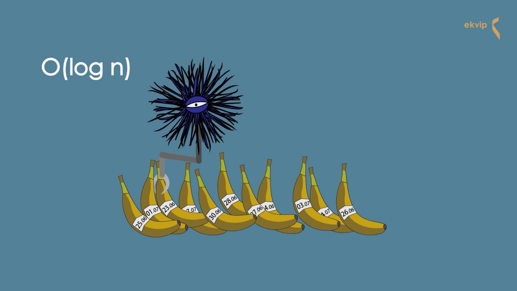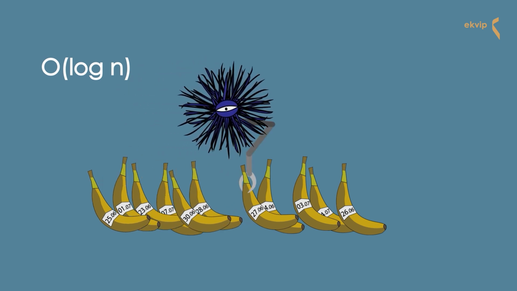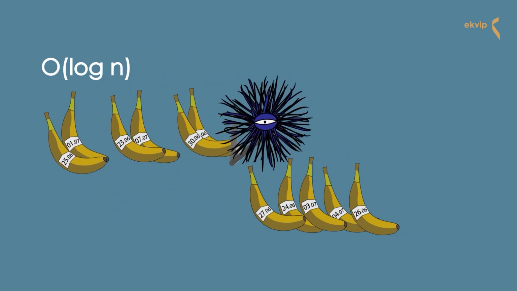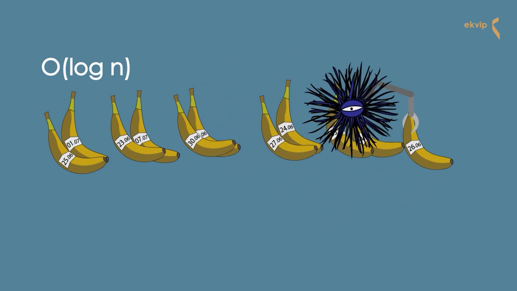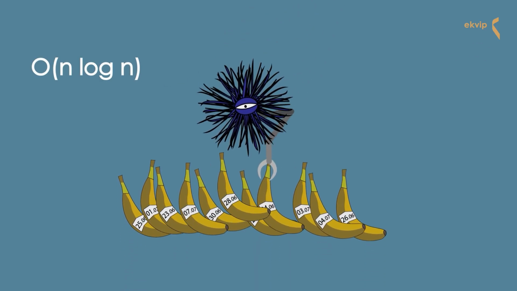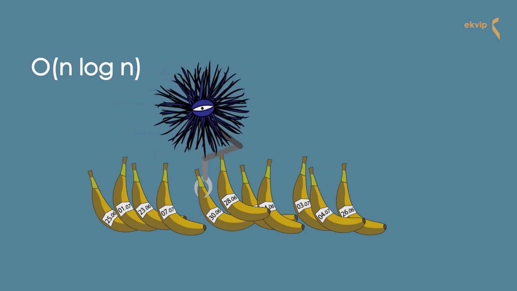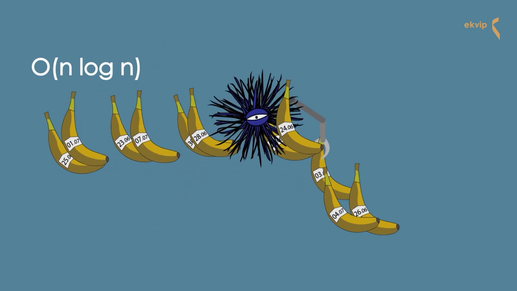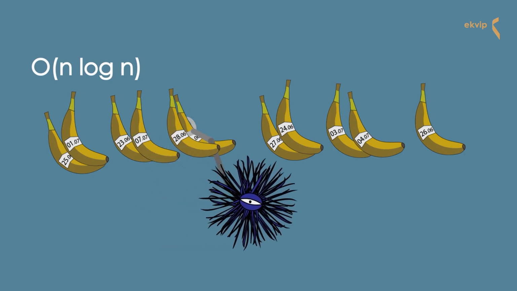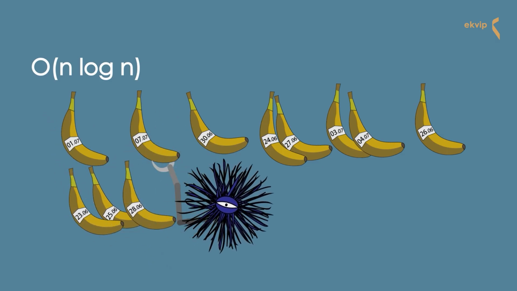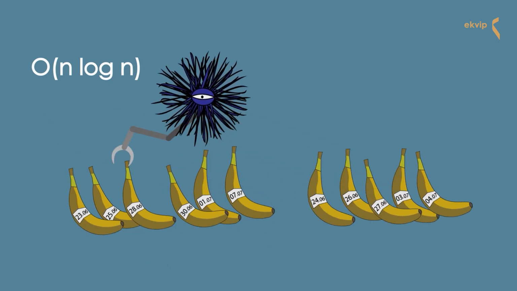O of log n, logarithmic time. The algorithm cuts the pile in half again and again, like a banana slicing master. O of n log n, this one's a bit more work. The algorithm splits bananas into groups, sorts each one, and puts them back together.